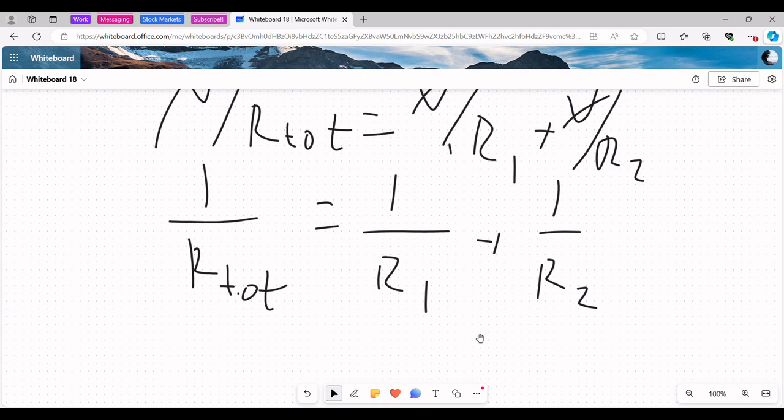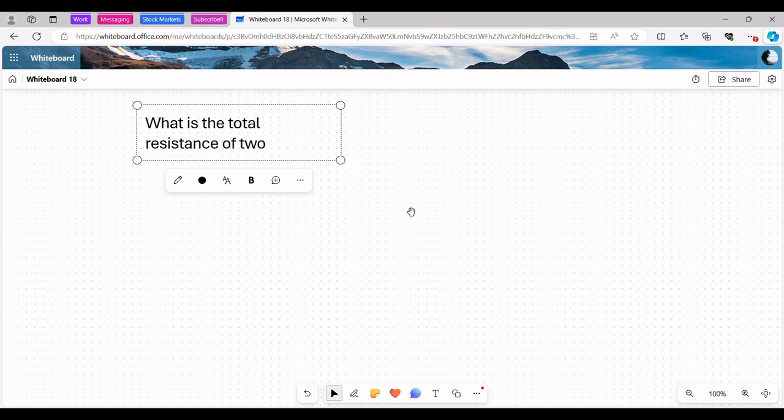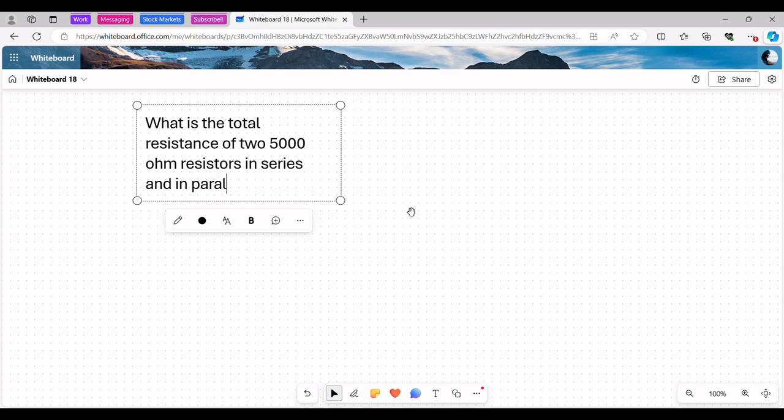Alright, now we should have all the knowledge we need to solve some circuit problems. So now let's target some actual example problems. Alright, first problem. What is the total resistance of two 5,000 ohm resistors in series and in parallel to one 5,000 ohm resistor?